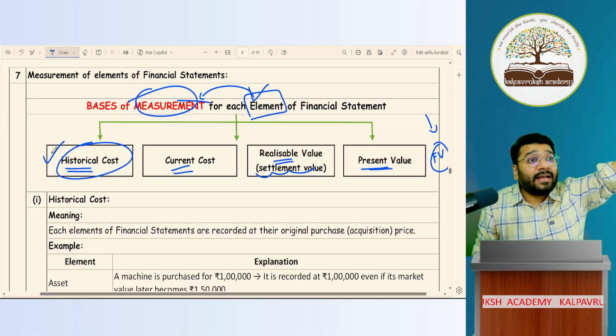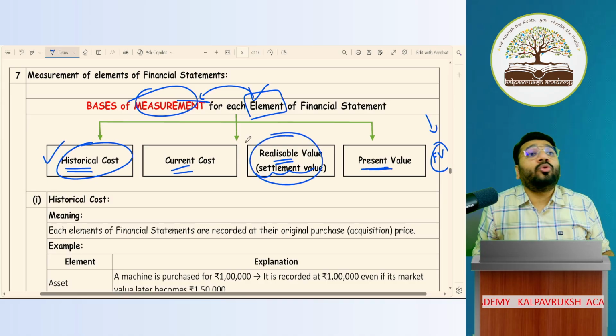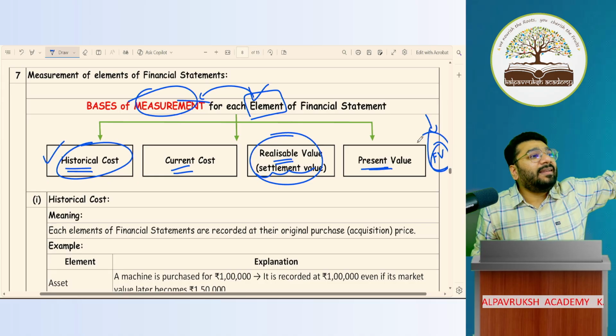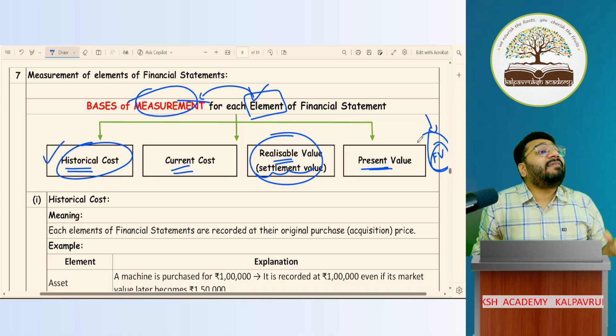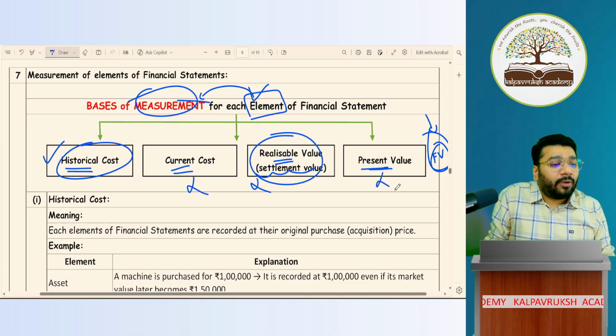At the max, if you want to revalue the asset, then I can allow you to revalue it at fair value. Understood? That's why I said, had they given fair value here, I would have been happy. At the max you can revalue the asset. Other than this, you cannot opt for the remaining 3 options.